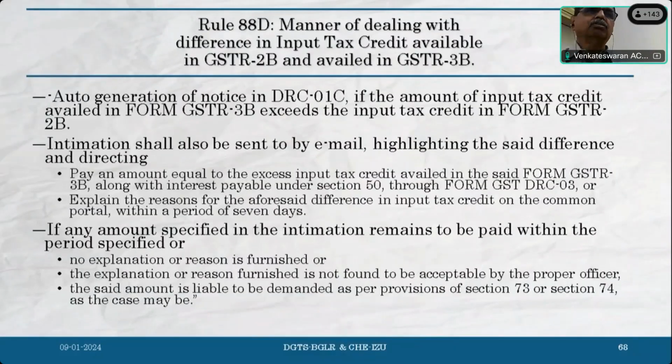Now there has been a lot of fine tuning. If there is a difference between your GSTR 1 and GSTR 3B, a notice will automatically come. You have to explain the reason. That was told about Rule 59(6). He also told there is a requirement of 88D, the manner of dealing being different. If you are availing credit more than what is entitled in GSTR 2B, immediately you will be given a GST DRC-01C, and you have to explain why this error has happened. Otherwise, penal consequences follow.